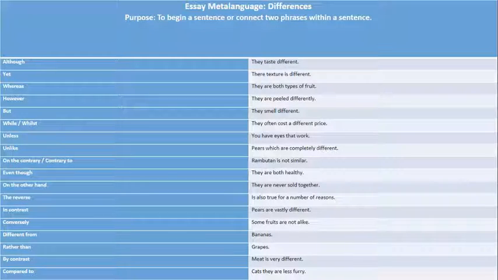So for each of the words, rather than give a definition, because they all mean essentially the same thing, which is difference, I'll use it in a sentence as an example so you can see where it can be placed in a sentence so that you can make your own at the end of the video. So for this, we're going to be comparing apples and oranges.